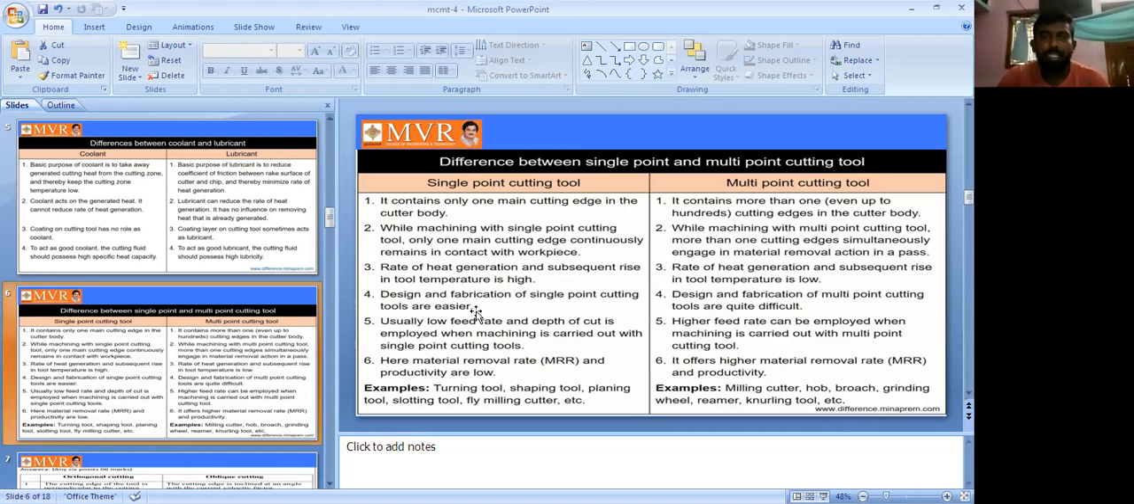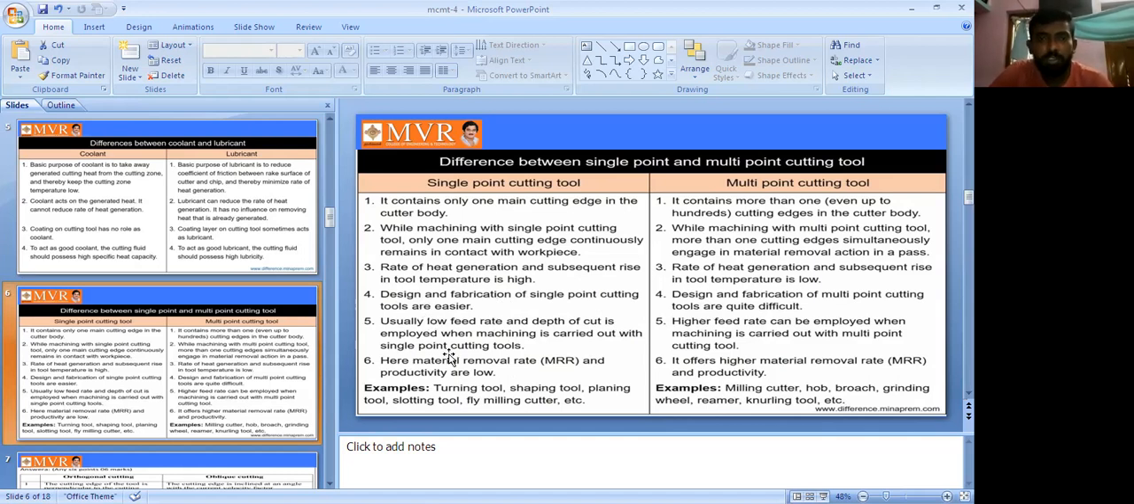Next, the design and fabrication of a single point cutting tool are easier. Design and manufacturing of a single point cutting tool is very easy compared to a multi-point cutting tool. The design and fabrication of a multi-point cutting tool is quite difficult. Why? Because we are manufacturing up to 100 cutting edges here.